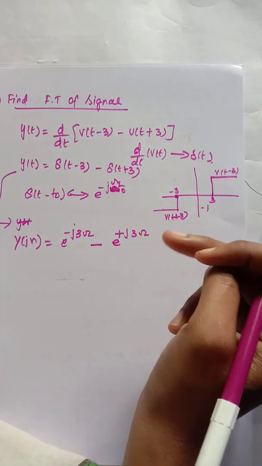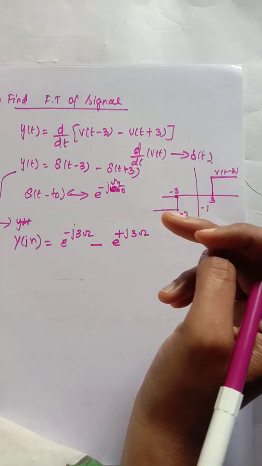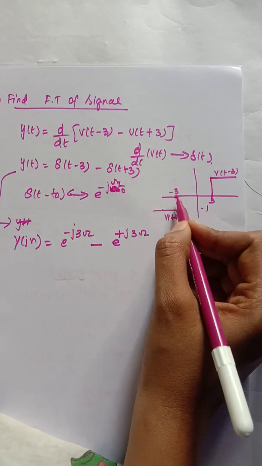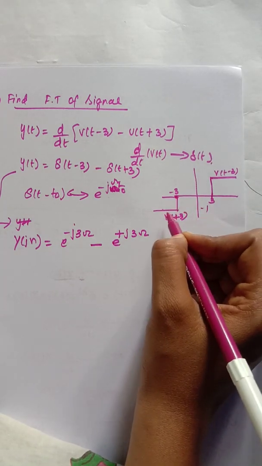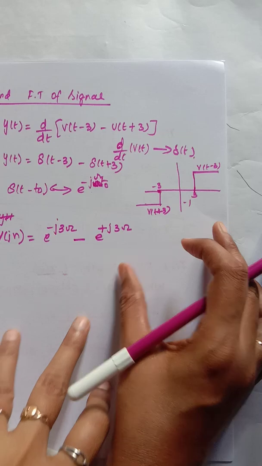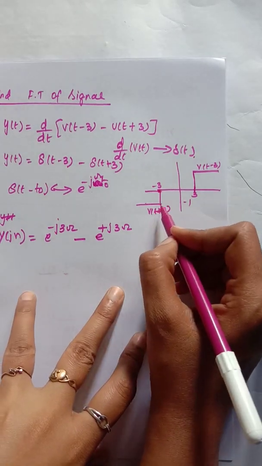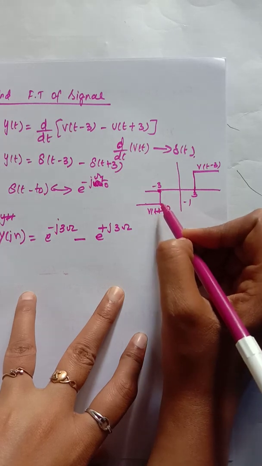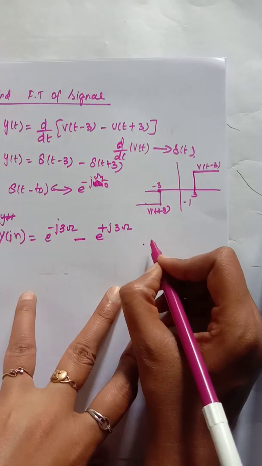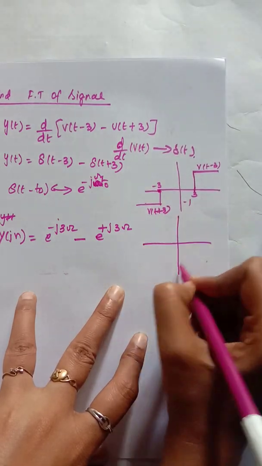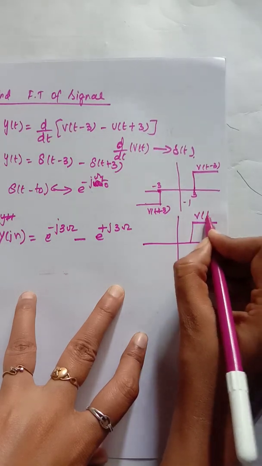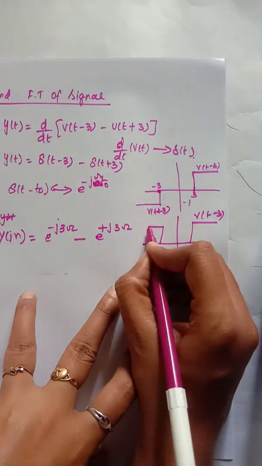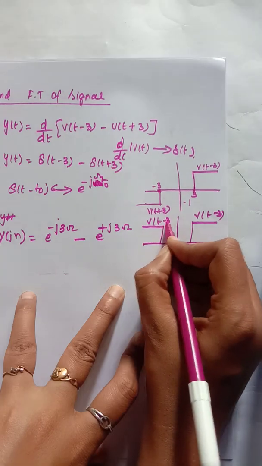So here, another thing I forgot to tell is here. So this is your delta of t minus 3, right? So here, see, this is u of t minus 3. For simplification, I have drawn it like this. Now here, see this one. So here it is u of t minus 3 and here it is u of t plus 3.